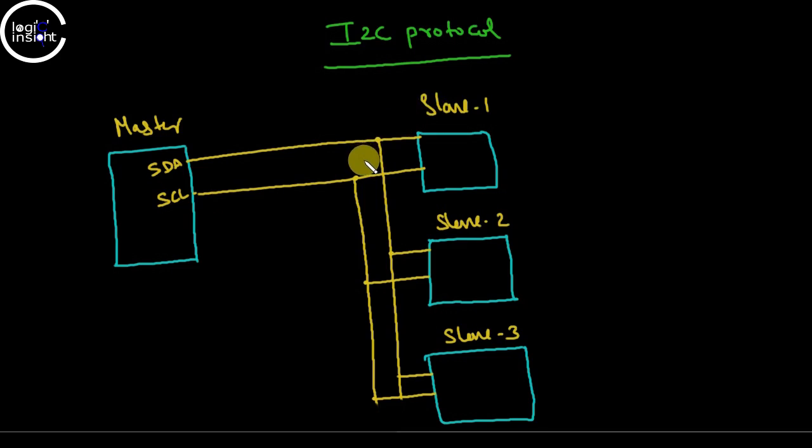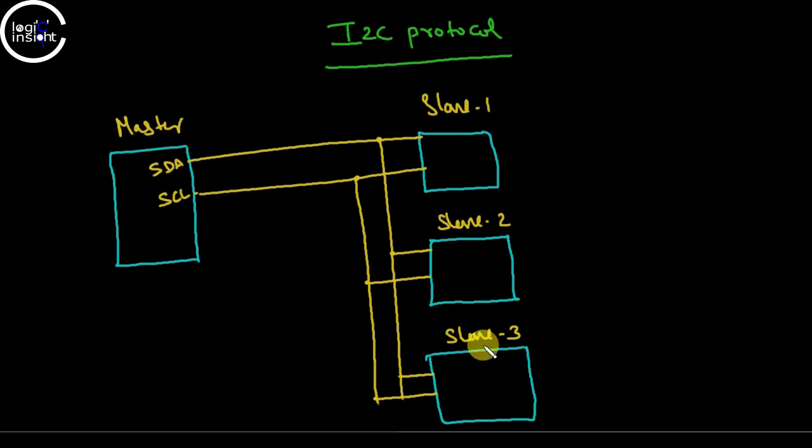Now, how exactly does it work? Let's see. There are three devices. For every device there will be an address. For example, this device has an address of A0H, this device has an address of A1H, and this device has an address of A2H. For the time being, let us consider these as the addresses of these devices, or these slaves.